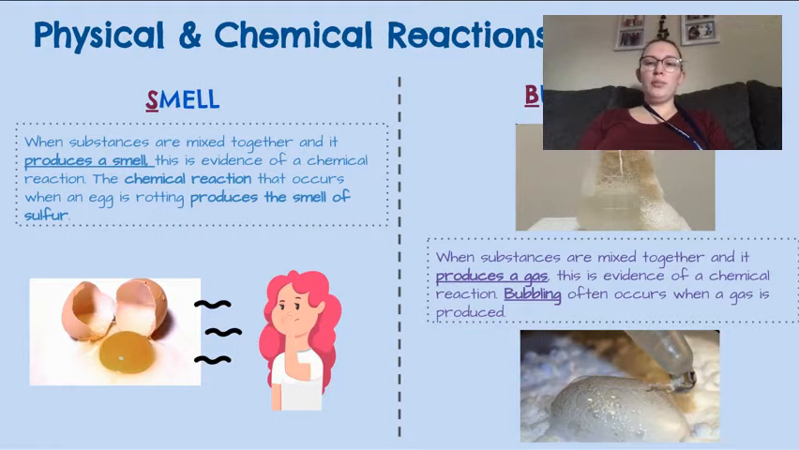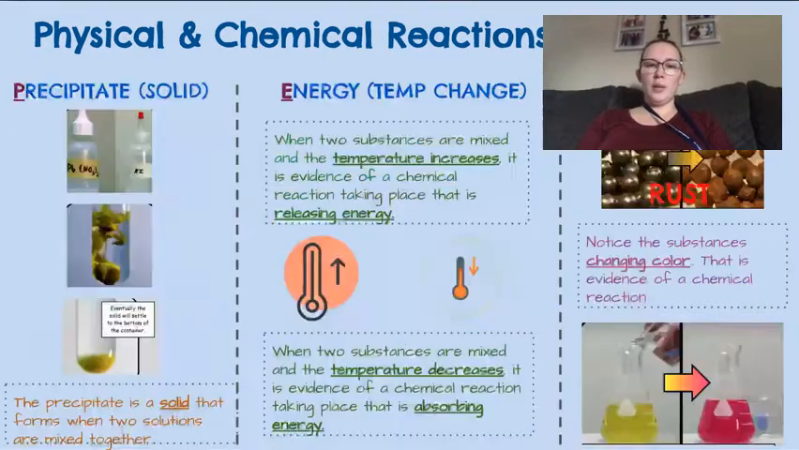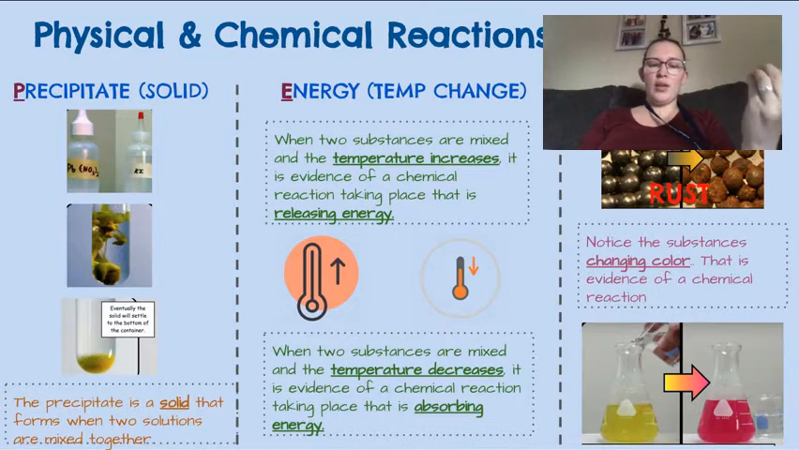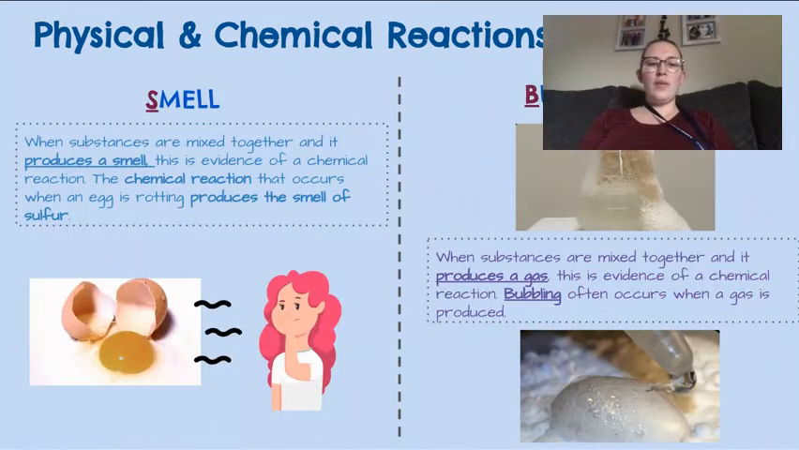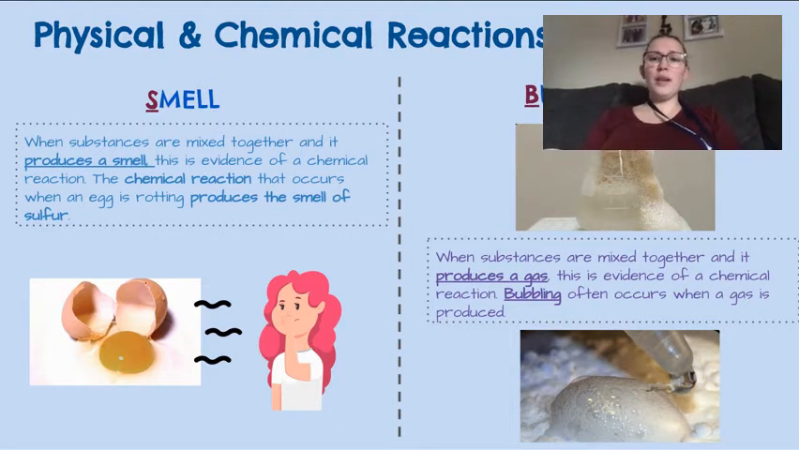So this is smell and this is burps. So we have gone through please excuse coughs, sneezes, and burps. We have precipitate, which is the solid that has settled at the bottom when two solutions are mixed together. We've done energy or temperature change, so temperature increasing or decreasing, getting hot or cold. And then we have done color change, so when we mix two solutions together, they change color, okay? And then we've talked about smell. So for example, a rotting egg is going to produce a smell of sulfur. That's a chemical change. And then bubbles, okay? I gave the example of mixing baking soda and vinegar together to create bubbles or gas.